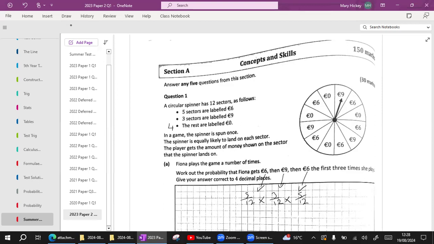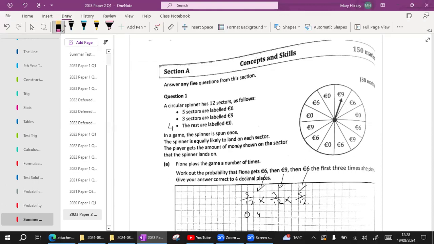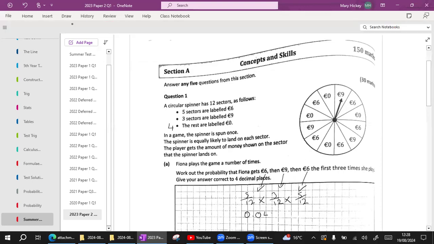So we then correct our answer to 4 decimal places. So 5/12. We then multiply by 3/12. And then we multiply by 5/12. Okay, so as a decimal, it's 0.0434, and that is to 4 decimal places.